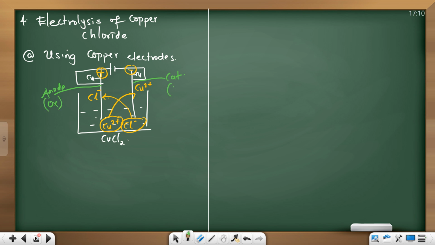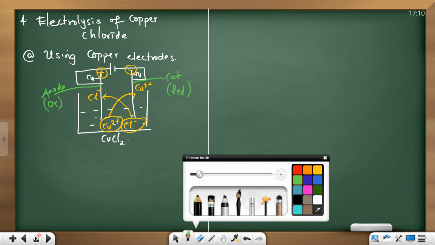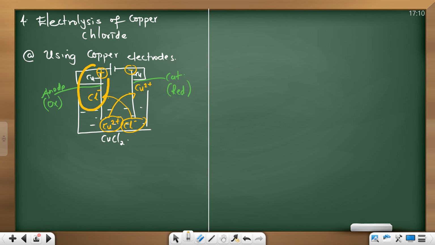Oxidation. What am I expecting at the cathode? Reduction. I am going to compare what I have at the anode and cathode. You should please have a table there. Check at the anode, what do I have? I have copper and chloride ions. I have copper solid and what? Cl minus. Which one of them would be oxidized?